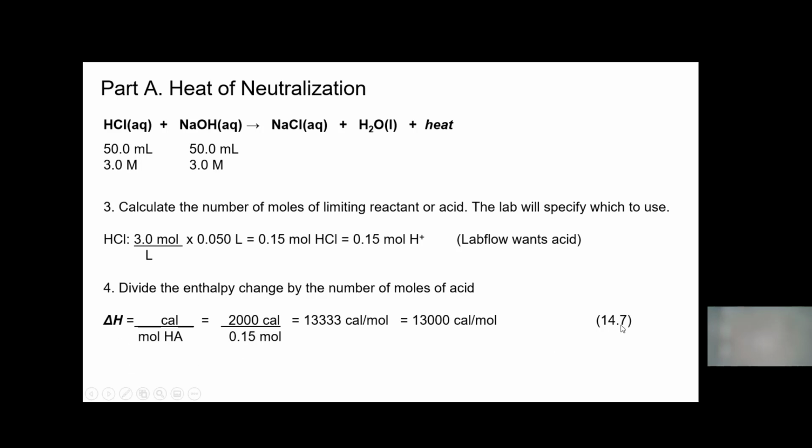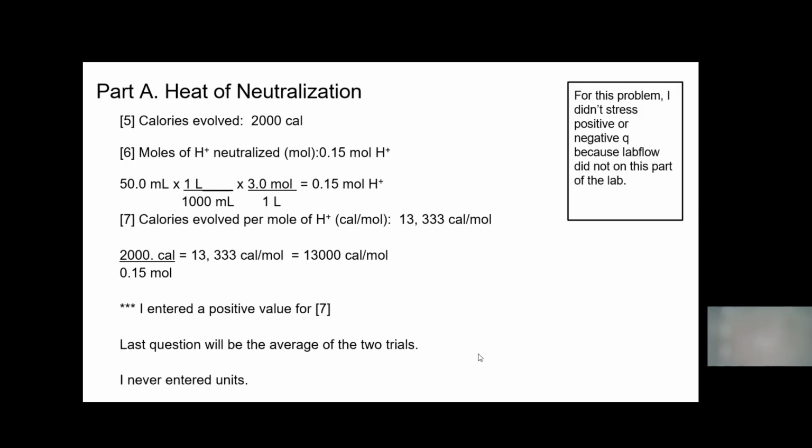Now we're going to get to 4, which is equation 14.7. We're going to plug in the 2,000 calories. We're going to plug in the moles, and that's going to give me a value, and I'm going to use my sig figs, and it's going to give me the value that I calculated following the rules. And that's it. It's not a difficult lab. It's a pretty straightforward lab if you follow the rules.